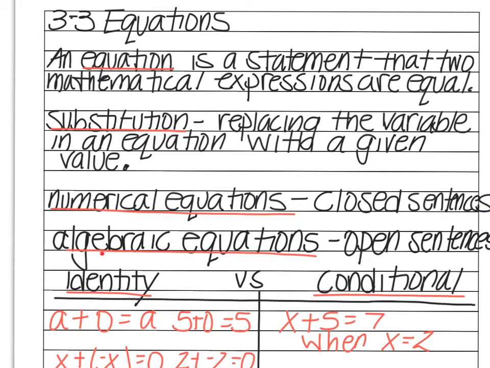Numerical equations, those are closed sentences, and algebraic equations are open sentences. If you have a numerical equation, where you just use numbers and symbols, that is considered a closed statement because it can only have one specific answer. An algebraic equation that has a variable in it is an open sentence because you can plug in different numbers. So it is considered an open sentence, because sometimes more than one answer equals that variable.